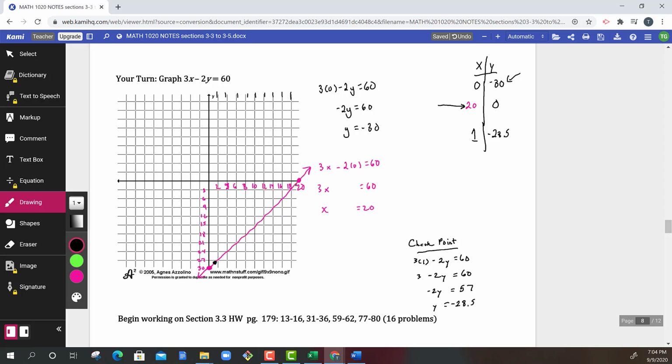Then finally, I did a checkpoint. This is optional. But there's my checkpoint. There's the math. And you can see it does fall in line with those other 2 pink dots.